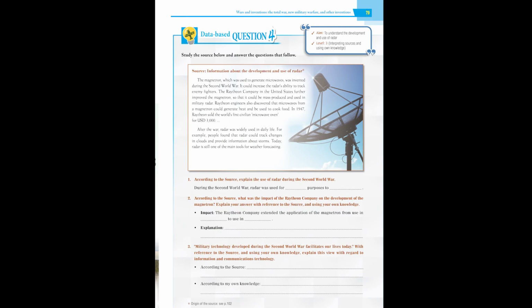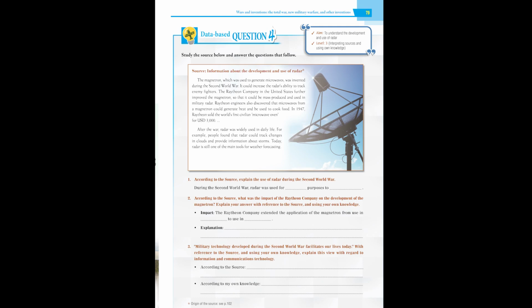Data-based question 4. Aim: to understand the development and use of radar. Level 3. Interpreting sources and using your own knowledge. Study the source below and answer the questions that follow. Source: information about the development and use of radar.